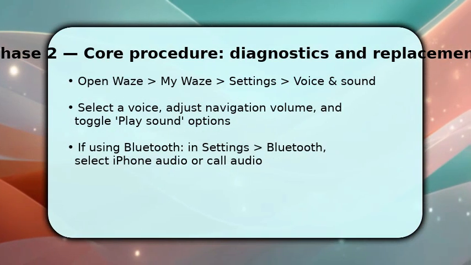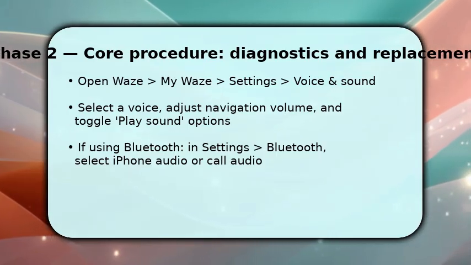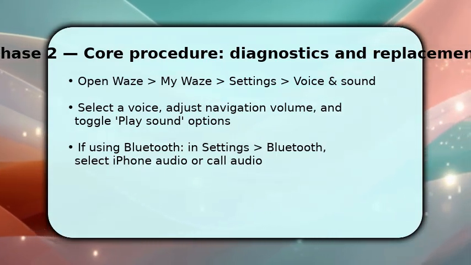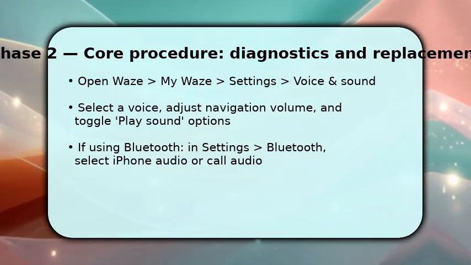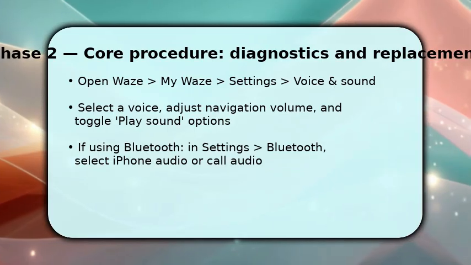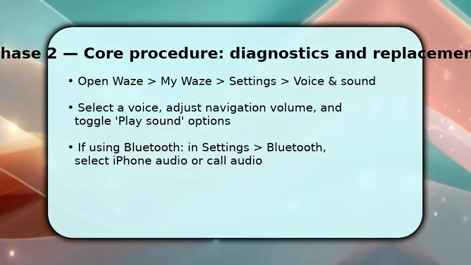Next, you enable the voice within Waze itself. Go to My Waze, tap Settings, then Voice and Sound, choose a voice and set navigation volume to the level you prefer. Make sure Play Sound and Play Voice directions are toggled on so prompts trigger.